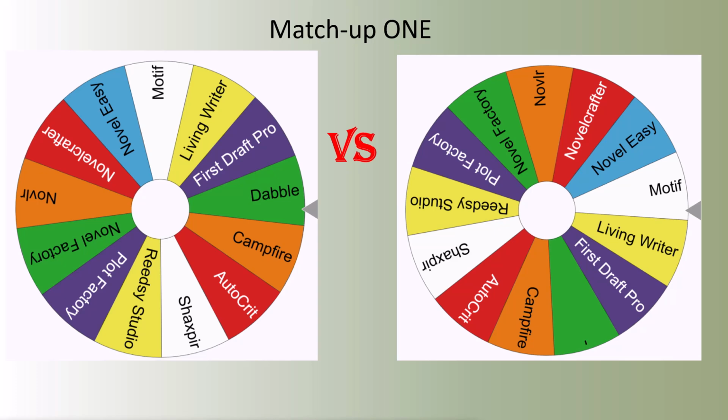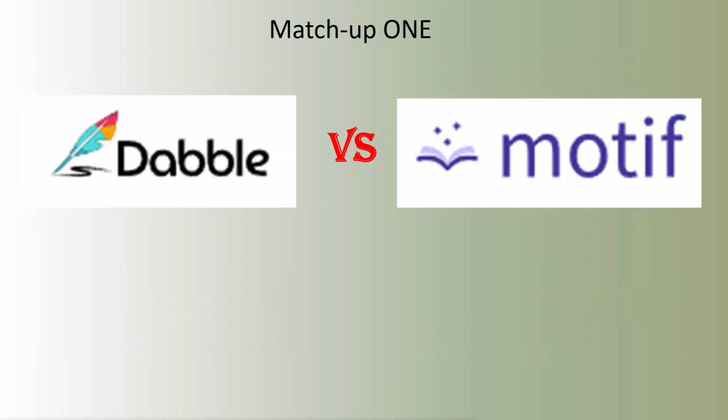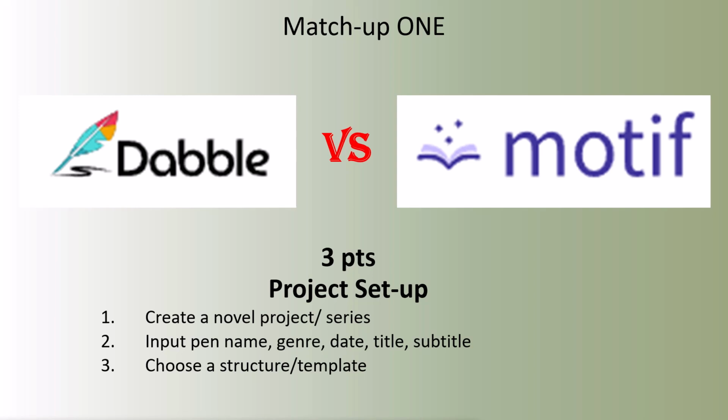So our first matchup is going to be between Dabble and Motif. Now, both of these are, like I said, online softwares, and I'm going to try to do this video as quickly as possible, so we're not going to go into a lot of detail, but we're going to kind of show you some bits and pieces as we go along. And I'm going to try to give you some information on how they handle these particular tasks, because that's how we're going to approach it. We're going to approach it as tasks that you do whenever you're writing a novel that you want your software to help you out with.